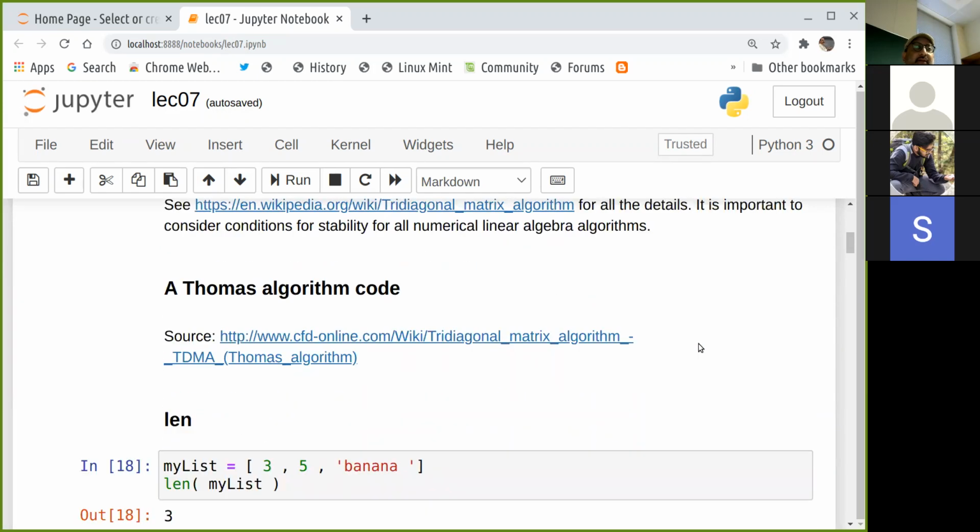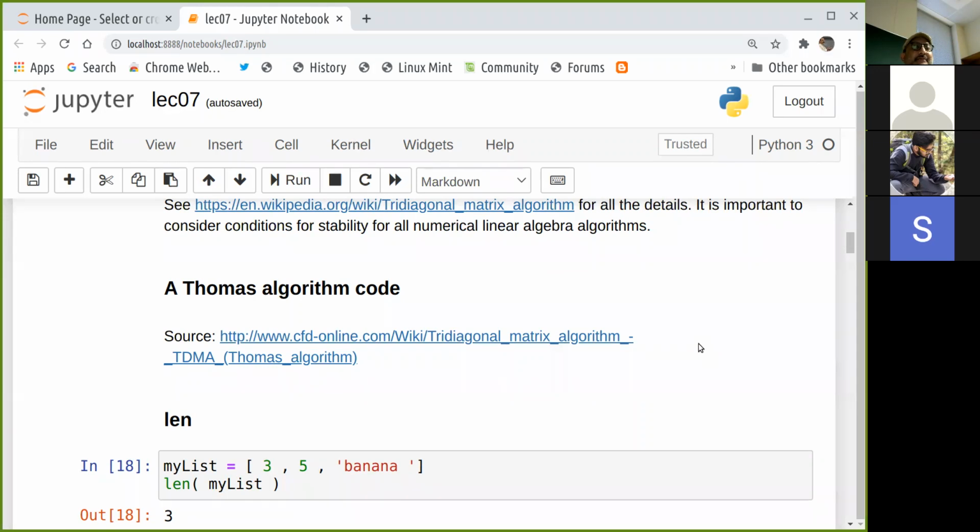So, never write a line of code if you can steal it. Very helpful people have put up code for doing the Thomas algorithm. So I took one of those. I've given you the link for that. I made a few small changes because it was written for Python 2 rather than Python 3.